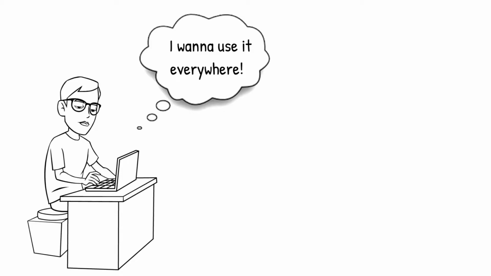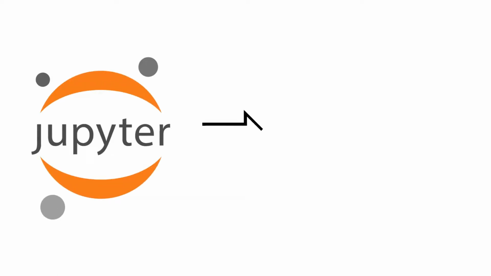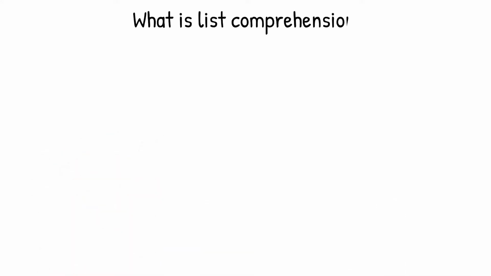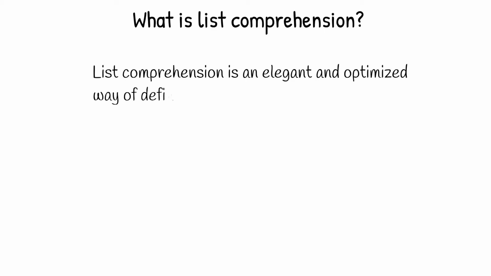So, after giving answers to these questions, we will start coding in Jupyter Notebook, to explore the functionality of list comprehensions. So, let us start with the first question, what is a list comprehension? List comprehension is an elegant and optimized way of defining or creating a list.